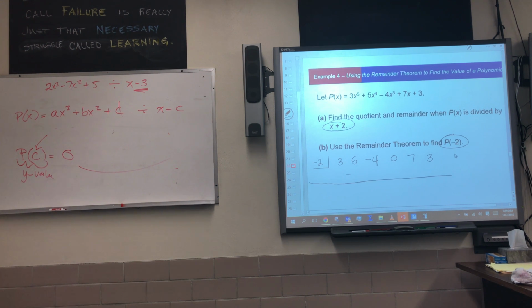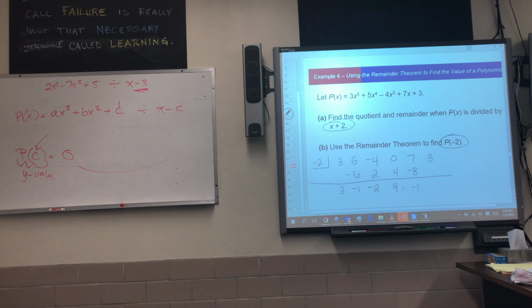Well, if I do synthetic division, think about the numbers that we're using here. I'm going to bring down my 3. Multiply by negative 2 gives me negative 6. Add those together, I get negative 1. Multiply by my negative 2, and I put 2 there. Add those together, gives me negative 2. Take negative 2 times negative 2, and it gives me 4. Add those together, and get 4. Negative 2 times 4 gives me negative 8. Add those together, I get negative 1.